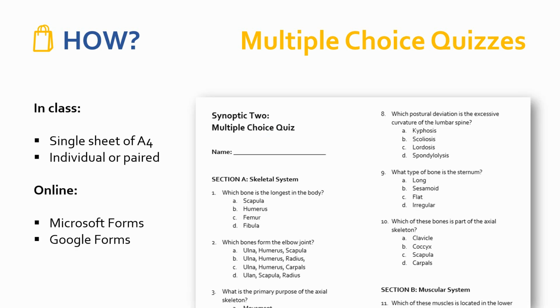How do we do it? Well, I usually have a single sheet of A4. It can be single-sided or double-sided. Usually I'll ask the students to do it as individuals because then it gives me actionable information. But sometimes if we're early on in a topic, I might allow them to do it in pairs. And then that gives me at least a feel for how the group is getting on with that particular topic. If there are common misconceptions amongst the group, it's a quick way of diagnosing that.